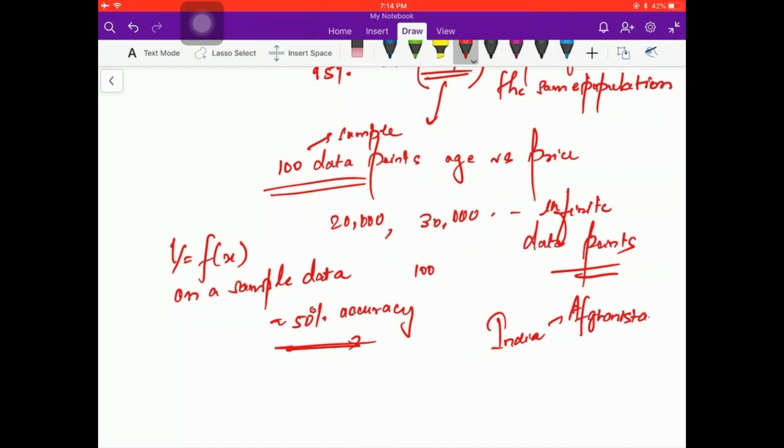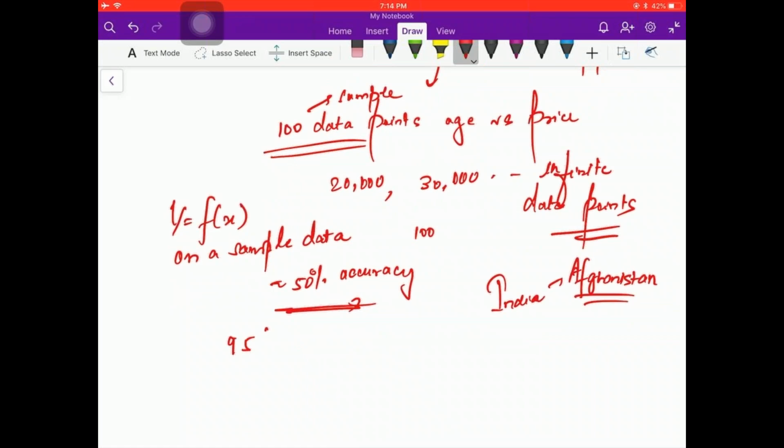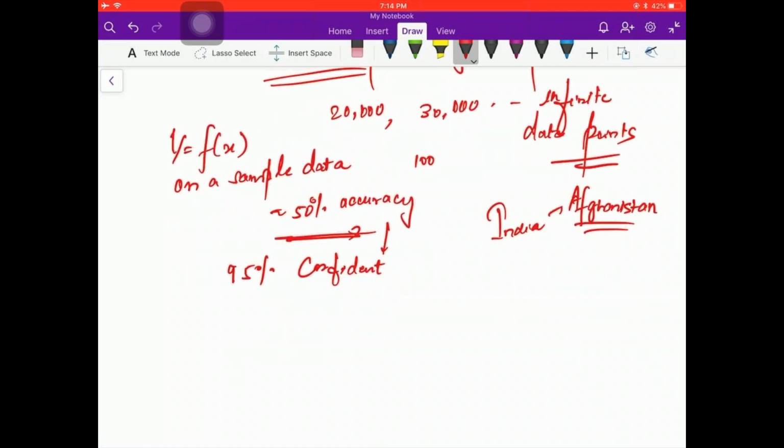So you would say that I can't go to India and Afghanistan and check what the response is. So you say that I am 95% confident that this 50% accuracy will be true for 95% of the times. 5% of the times I can't say. And how does this come? This comes from the variance.